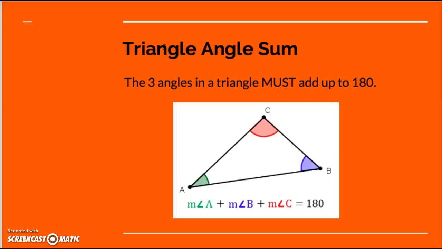So let's look at the first one, which should be a review for you guys. The triangle angle sum, all this says is that the three angles that are inside the triangle must add up to 180 degrees. So in this picture, you have angle A, which is in green, angle B, which is in blue, angle C, which is in red. They don't tell us how many degrees each of those are, and really it doesn't matter for the sake of the definition. All we need to know is that whatever those three are, they have to add up to 180 degrees. If they don't, then it's not a triangle. So let's look at a couple of examples here.